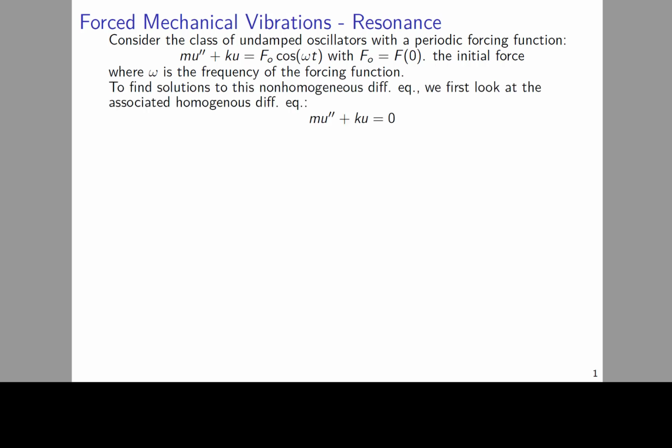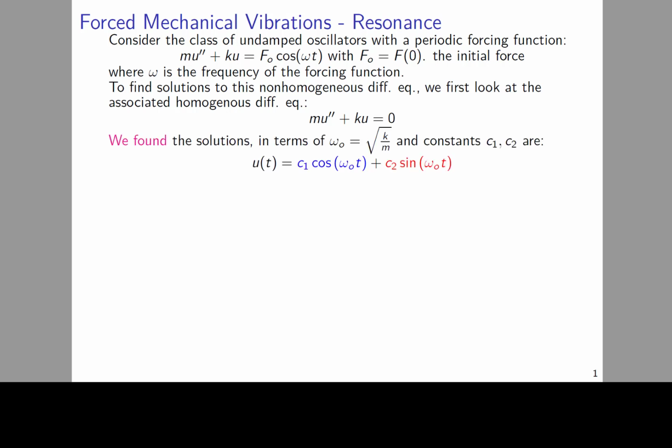To find solutions to this non-homogeneous differential equation, we first look at the associated homogeneous differential equation, m times u double prime plus k times u equals 0. This we already studied, and we found the solutions in terms of omega naught equal to the square root of k over m, and constants c1, c2, to be u of t equals c1 times cosine omega naught t plus c2 times sine omega naught t.